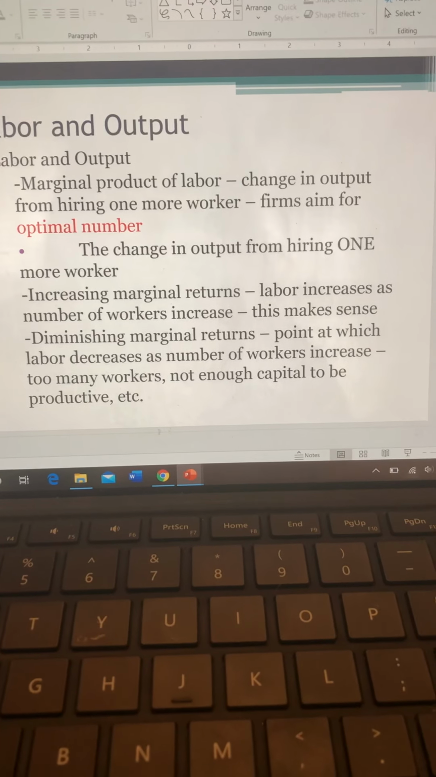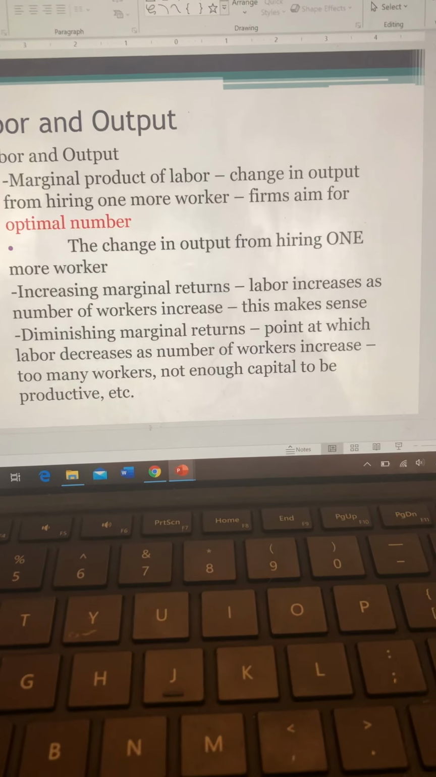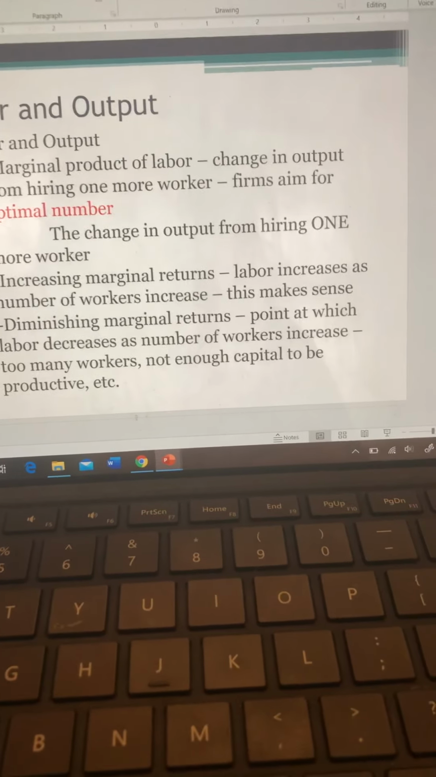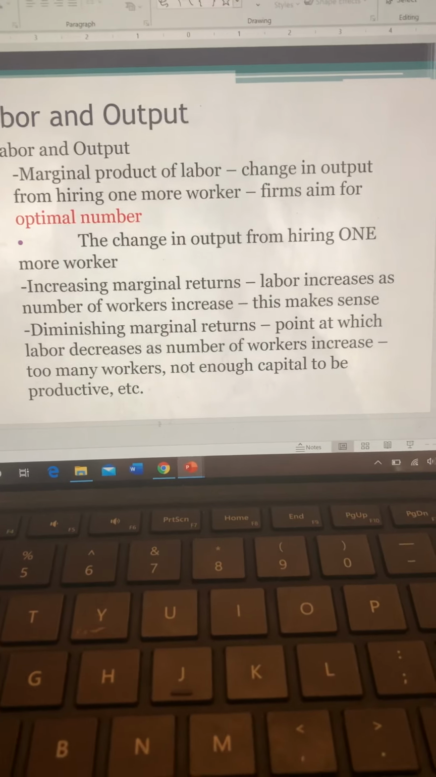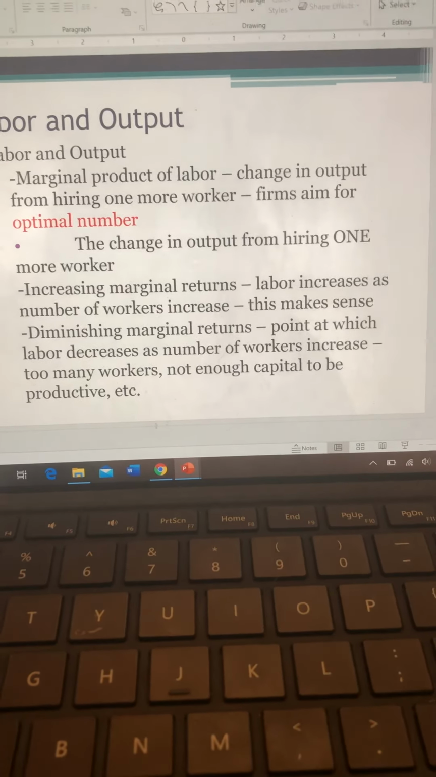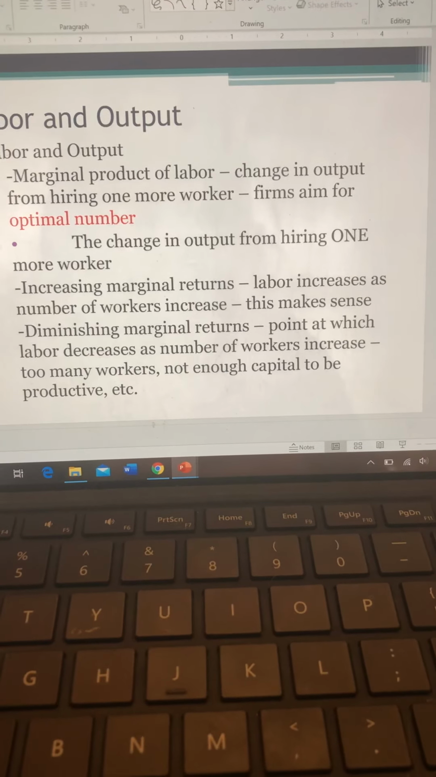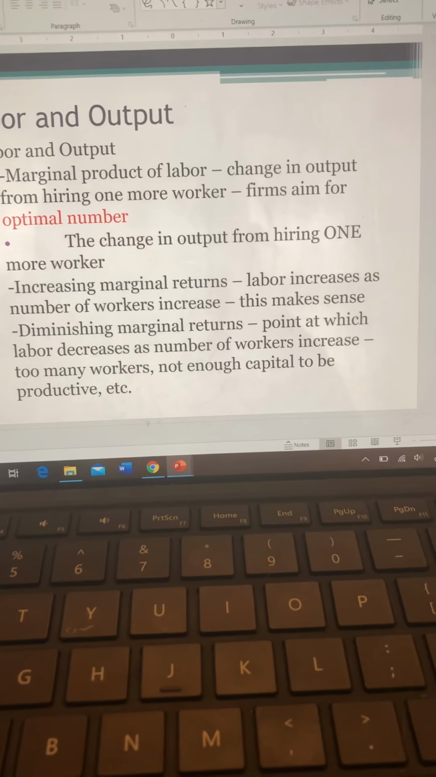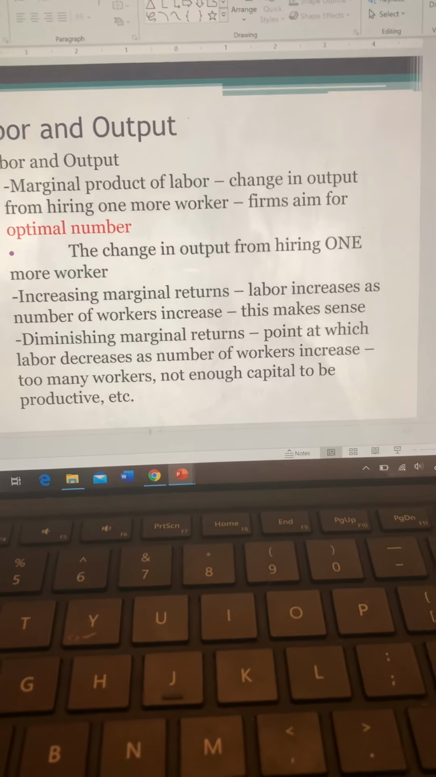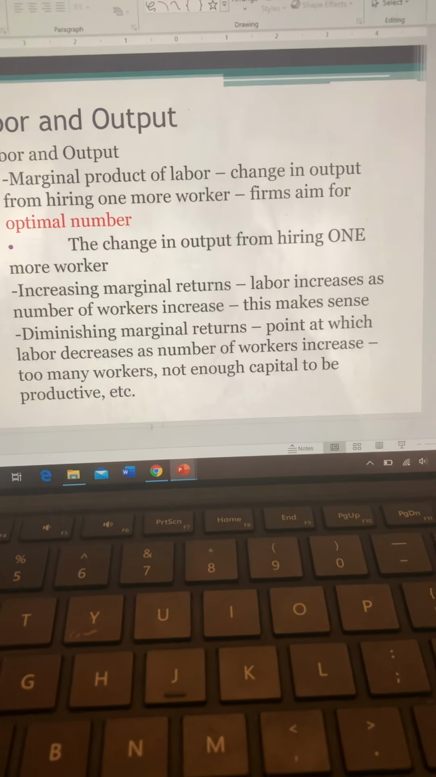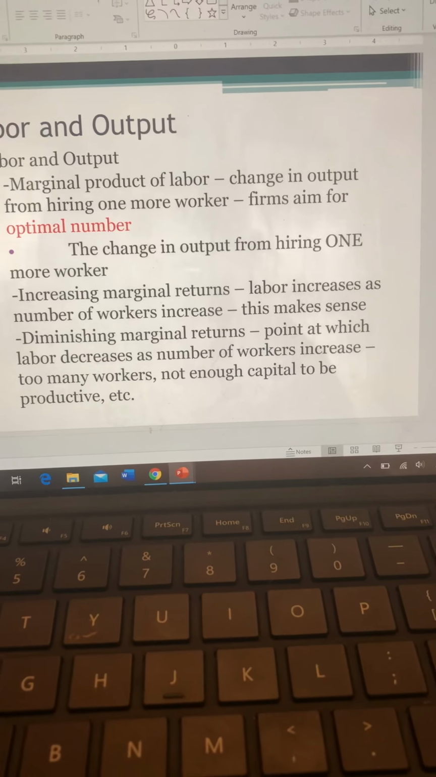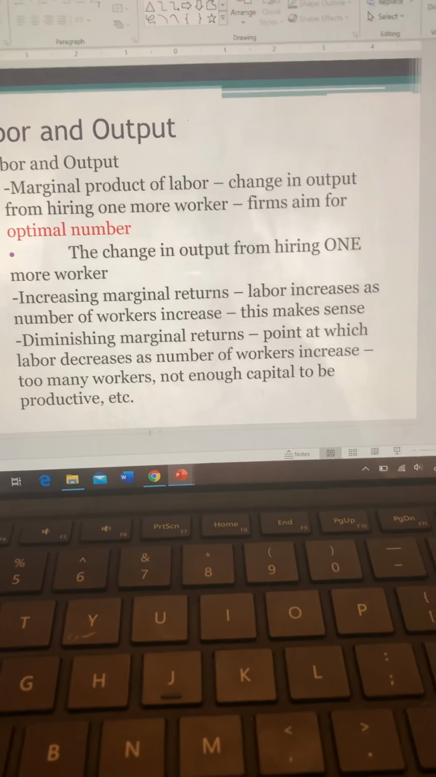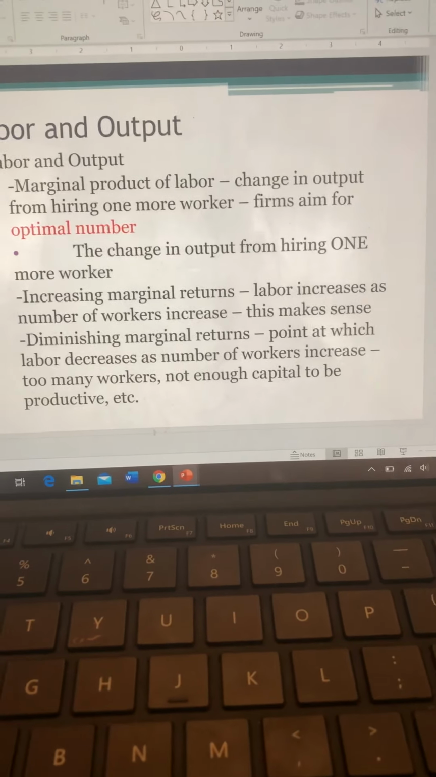But if you have increasing marginal returns, labor productivity increases as the number of workers increases. This makes sense. If you go from 2 employees to 5 employees, you're going to be able to output a lot more. Okay? If you have diminishing marginal returns, that's the point at which productivity decreases as the number of workers increases. Okay? So you might be hiring more and more employees at your sandwich shop, but you're not making as many sandwiches. So you have too many workers and not enough capital to be productive. And we'll go through an example.